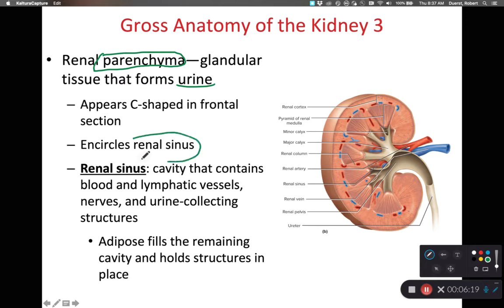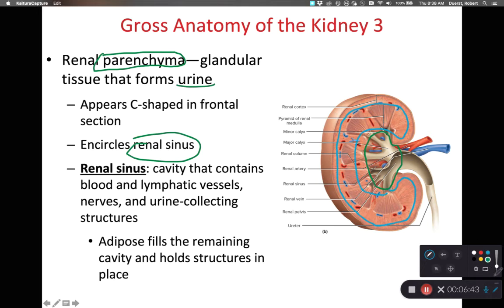To find that sinus, look for this cavity space right here. This is our renal sinus. And then encircling the renal sinus, we are going to have the parenchyma. And I'm going to use blue for the parenchyma right here. So it's this entire outer area around the sinus that makes the urine.